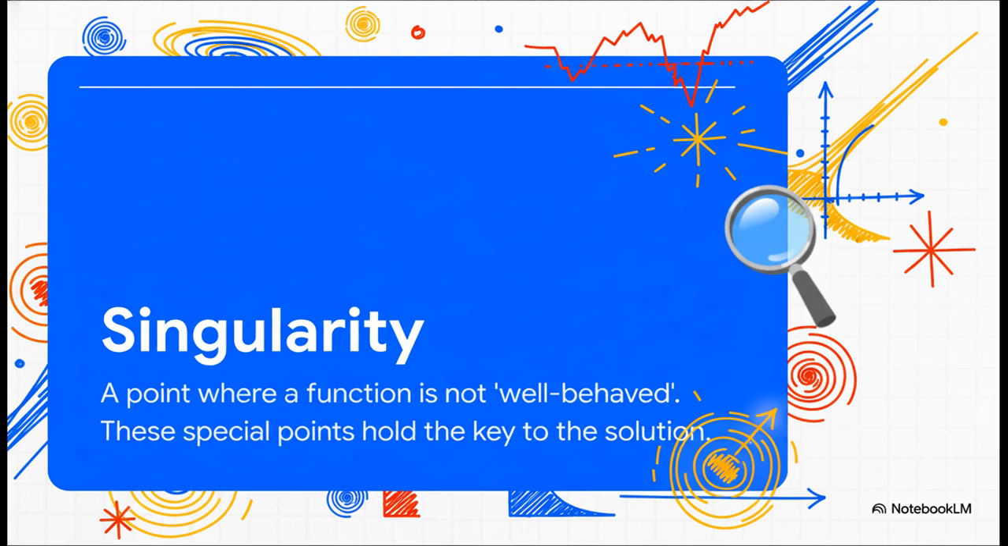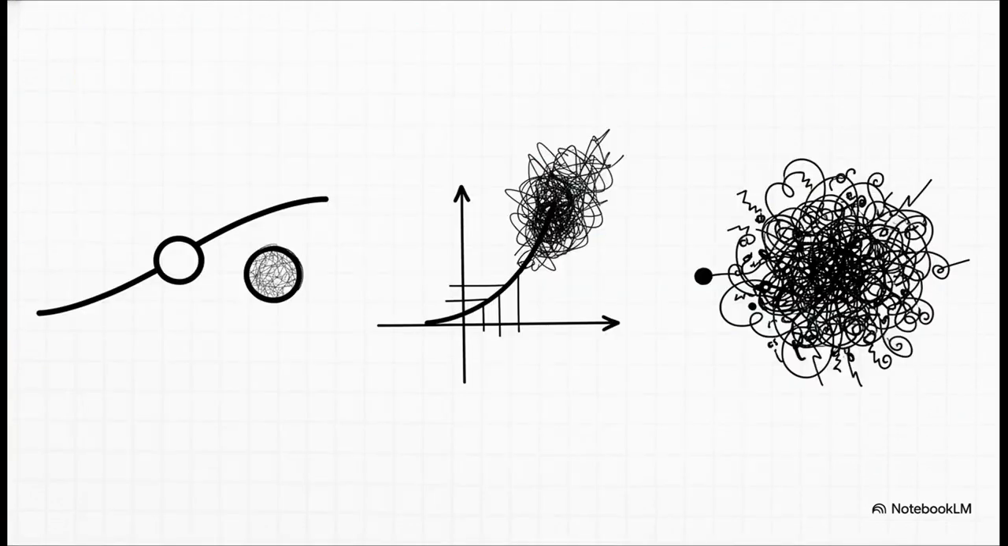And here's the crazy part. It turns out these are the only points that matter. They hold all the information we need. And not all singularities are created equal. They come in a few different flavors.